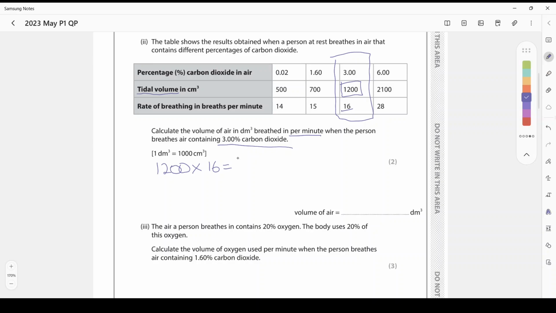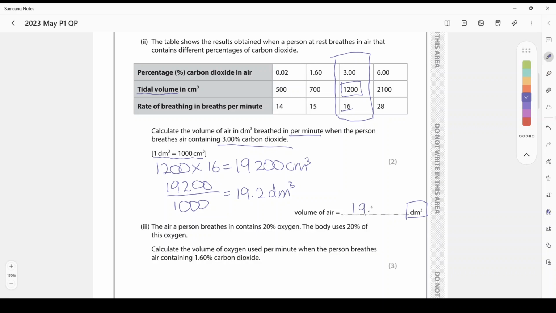And that should get us 19,200. But remember here, they want us to convert this to dm³. Right now we have cm³. And in the square brackets over here, they give us the conversion rate. So we know that 1,000 cm³ equals 1 dm³. So in order to convert it to dm³, we would divide that by 1,000. So that would be 19.2 dm³.